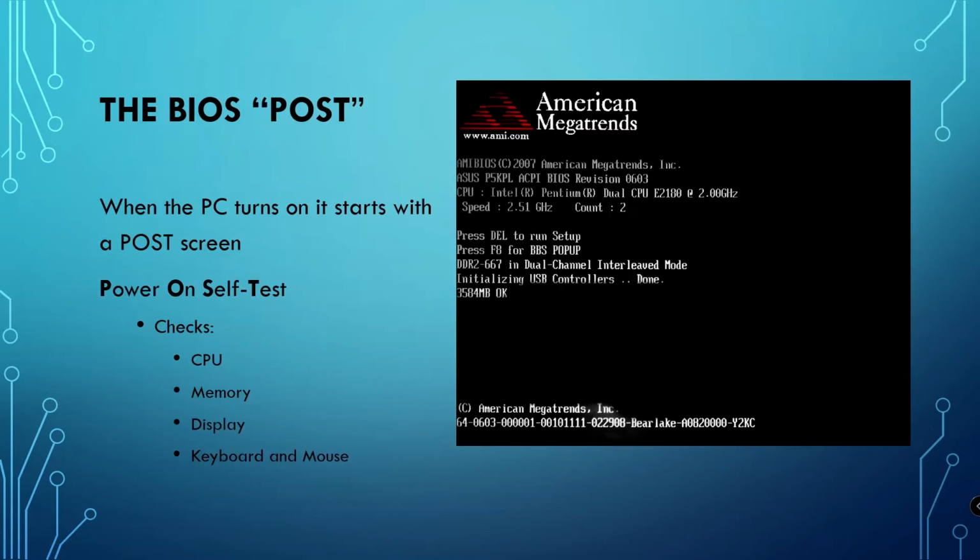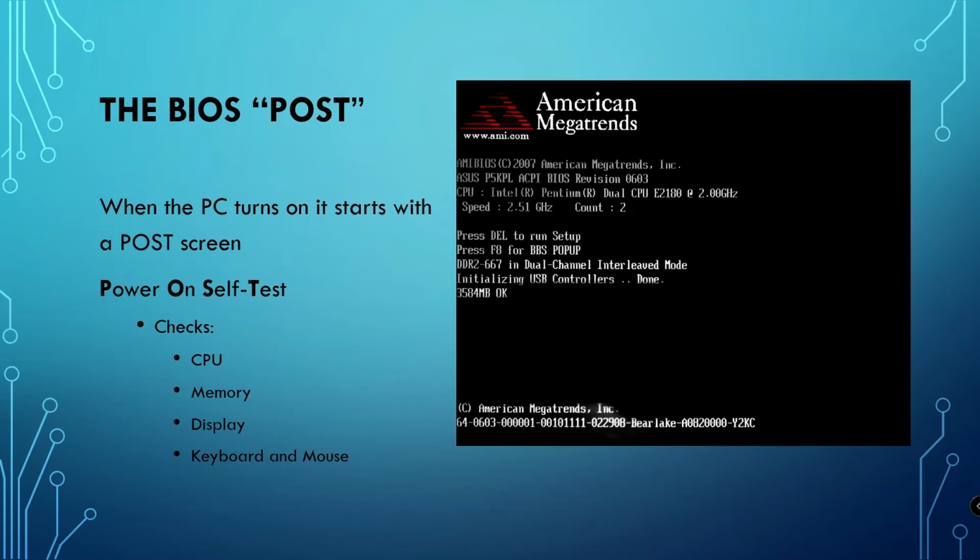Posting. When we talk about posting, we talk about this screen here, as you see in this picture. This BIOS is by American Megatrends. They're one of the leading companies that make BIOS for many different manufacturers that make motherboards. Now, when the PC turns on and starts, you'll see this screen. It's called a post screen.